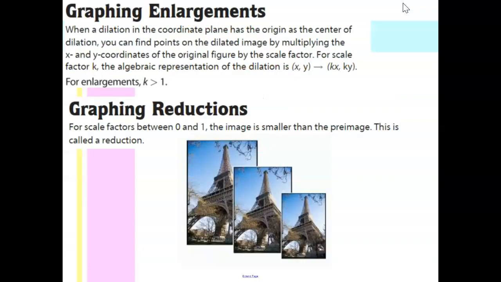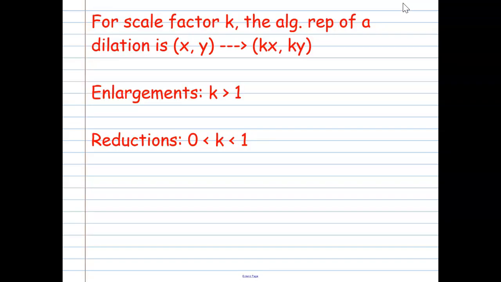All right. So enlargements. If it gets bigger, it's an enlargement. If it gets smaller, it's a reduction. And I looked at a few in the last lesson, and we noticed that if we had a bigger number, the number got bigger, and if we had a smaller number that was less than 1, that gave us a reduction. So maybe you noticed that, maybe you didn't, but here you go. Go ahead and hit pause, copy this down.